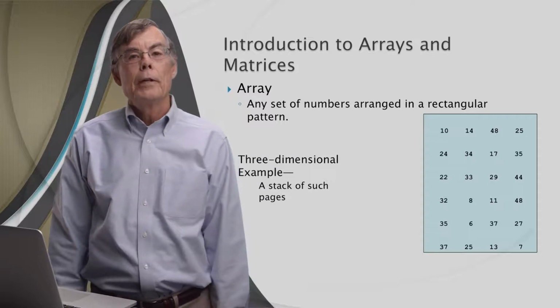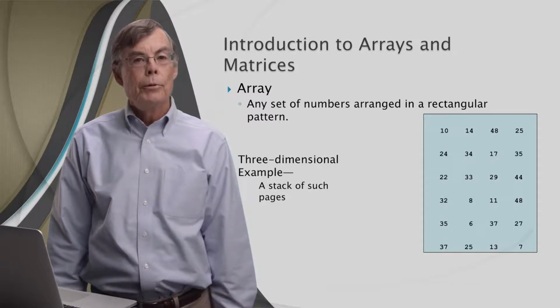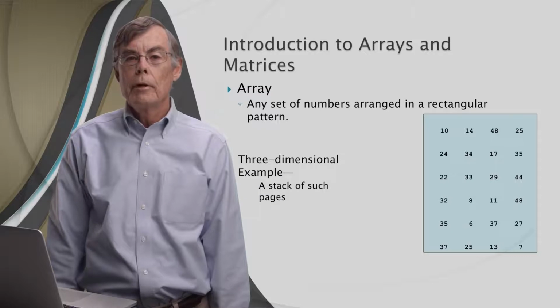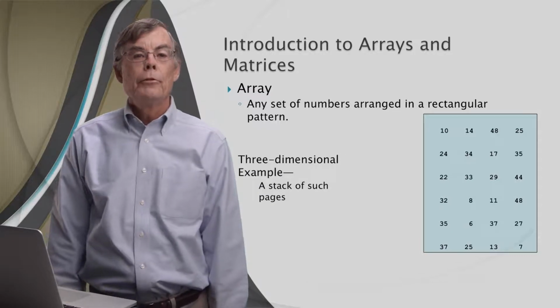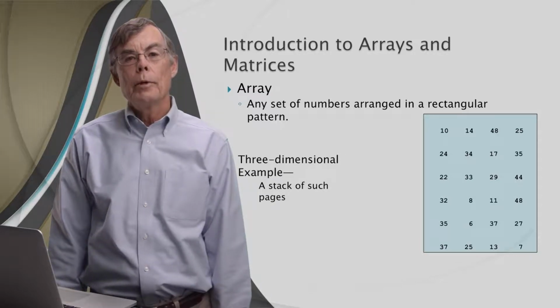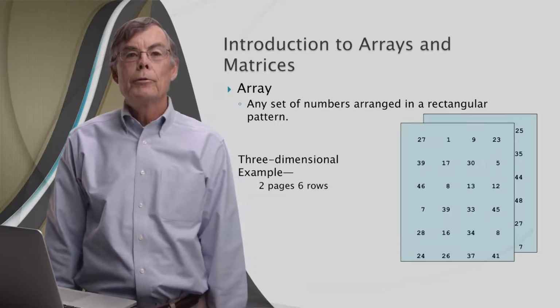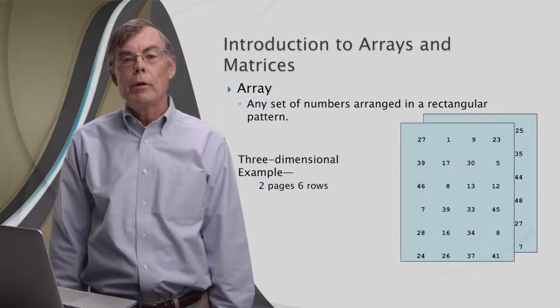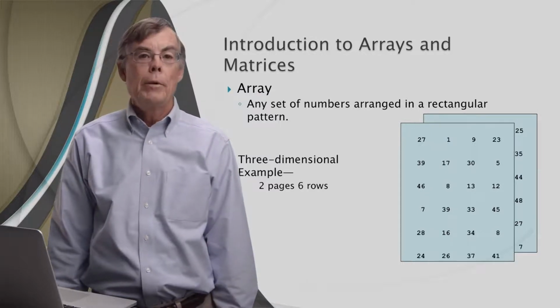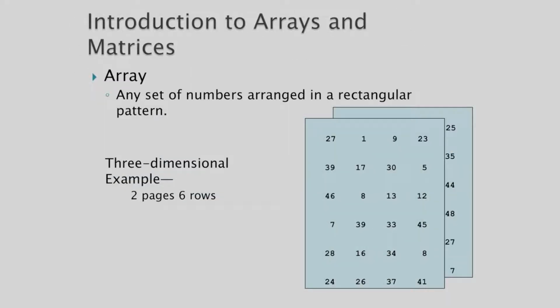Now imagine having a stack of 2 such pages, each with the same dimensions, but not necessarily the same numbers. We'll use the same two-dimensional array that we started with for one page, and we add a second page with the same layout as the first one, that is 6 rows and 4 columns. Now we have a 3-dimensional array. Its dimensions are 6 by 4 by 2, which means 6 rows, 4 columns, and 2 pages. We always say the number of pages after the number of columns, just as we always say the number of columns after the number of rows.